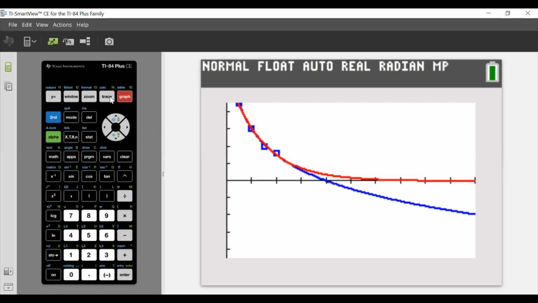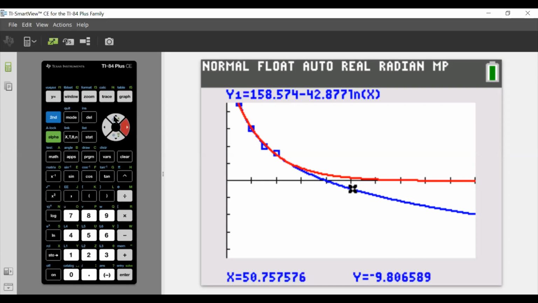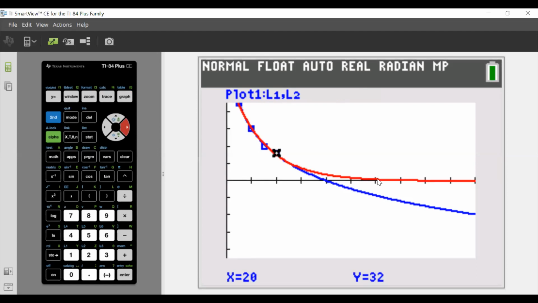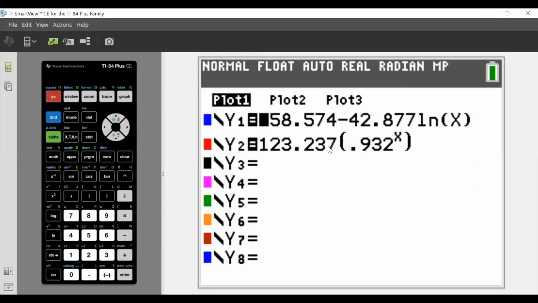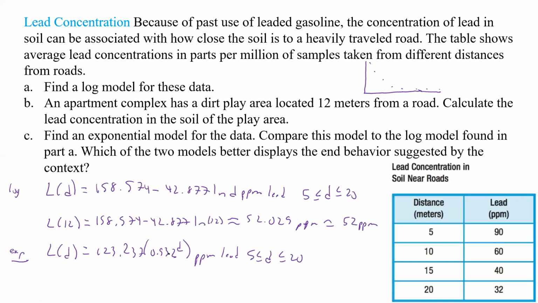So if we do a trace and, well, it's not letting me go out. But it's going to keep going closer and closer to 0 there, it looks. So we need the red line, and the red line was our exponential model. So the exponential model looks to be the better model. Exponential model better.